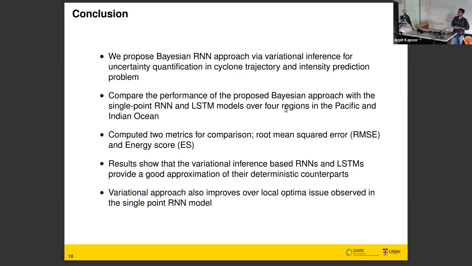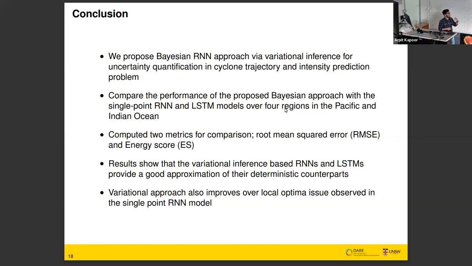So to conclude, what we've done over here is present a variational inference based Bayesian RNN approach for quantifying uncertainty in cyclone trajectory predictions. We compare our model, the Bayesian version, with single point estimates using the energy score metric.